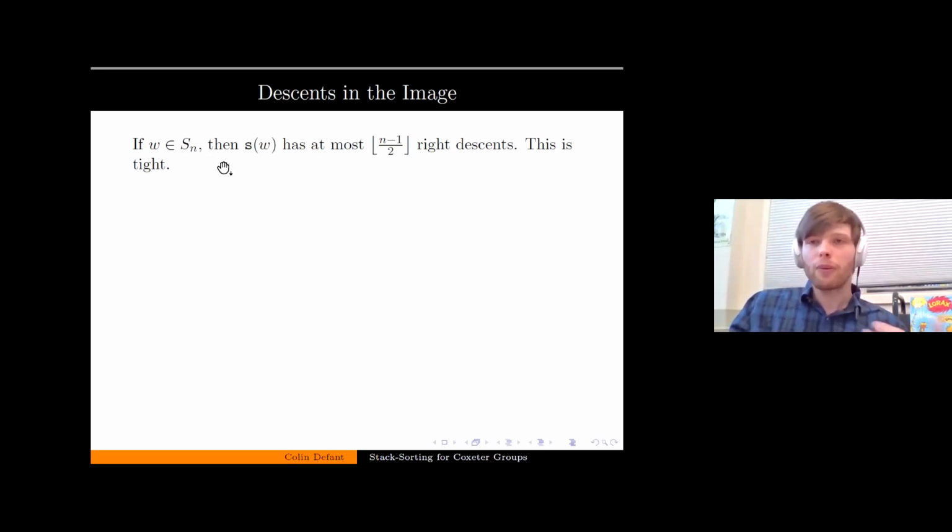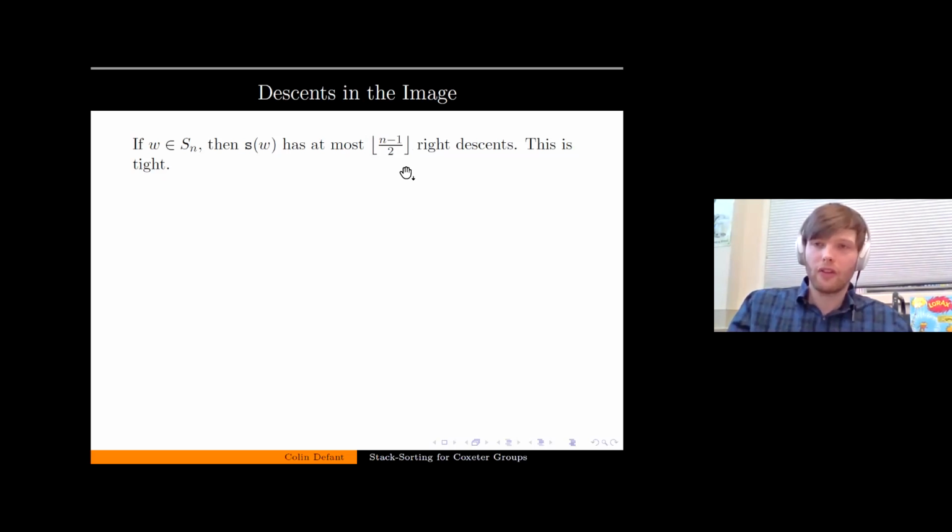But this fact says that if you apply the stack sorting map to a permutation of size n, then the permutation that you get out can only have at most (n-1)/2 descents. This kind of makes sense if you think of the number of right descents as a measure of how far the permutation is from being the identity. If you have a lot of right descents, you're far from the identity. If you have very few right descents, then you're close to the identity. So this makes sense if we're thinking of the stack sorting map as sending permutations closer to the identity. It's sort of having the maximum number of descents that a permutation can have.